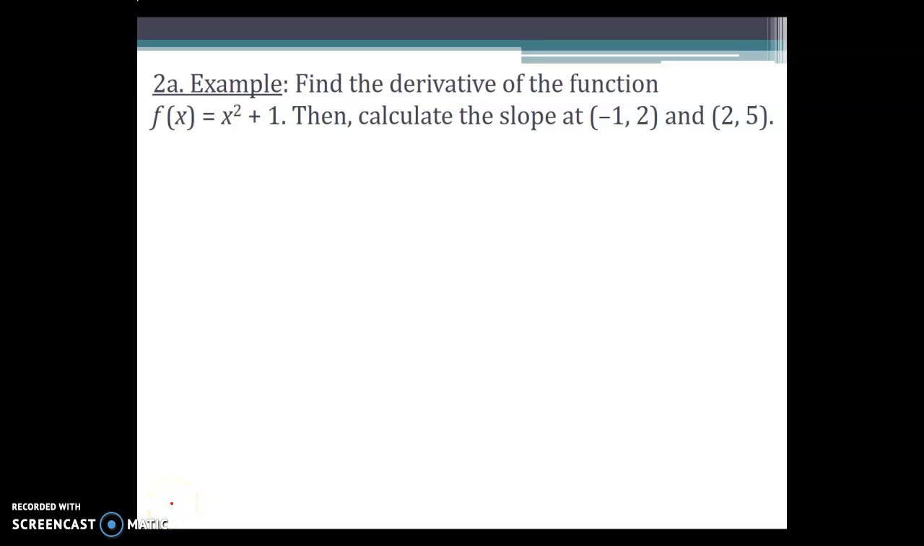Hi everybody, now that you are thoroughly confused from part 1 of this series, let's take a look at some examples of using the derivative to calculate slopes of tangent lines. All right, so first thing we're going to do is remember that the derivative is the limit as h approaches 0 of f of x plus h minus f of x over h.